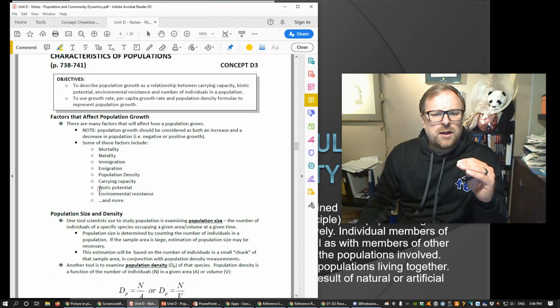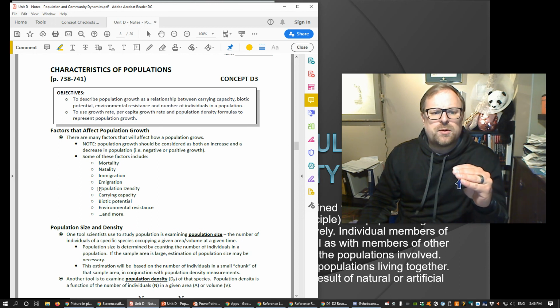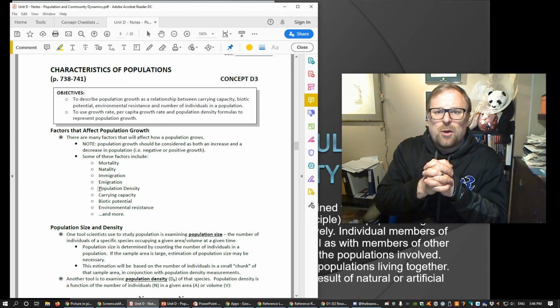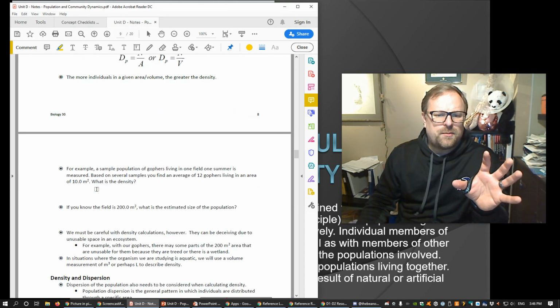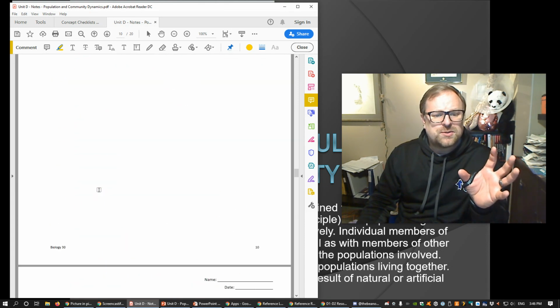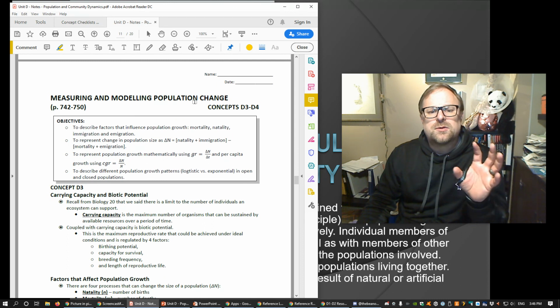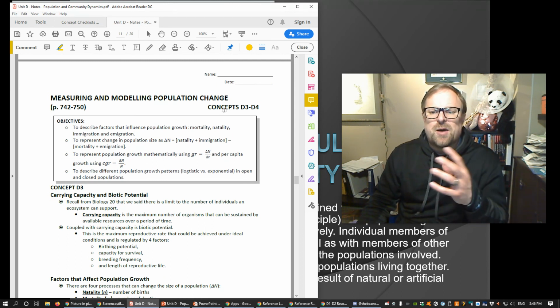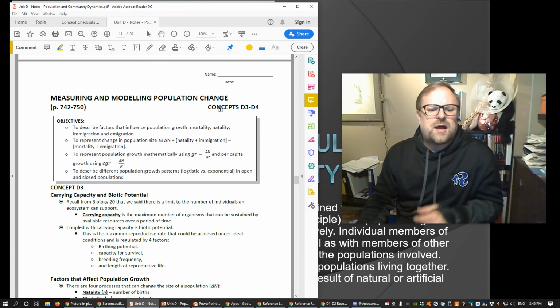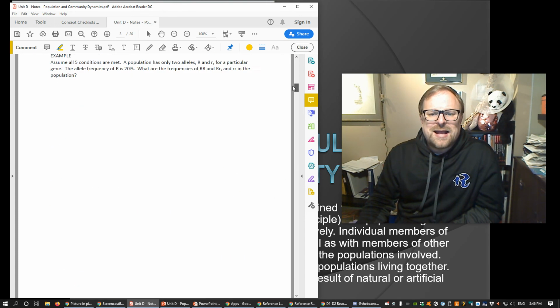What we'll move on to next week is D3, where we describe a little bit more about the characteristics of populations, and then maybe some calculations associated with that. And then we look into measuring how populations change as time goes by and actually putting some quantitative values to that. So that's it for this week.